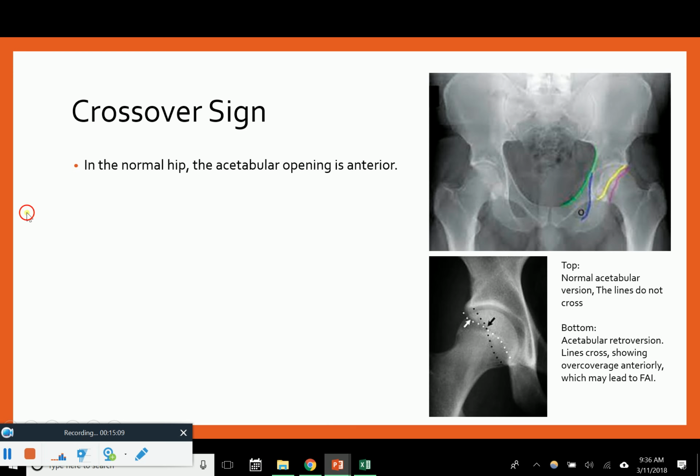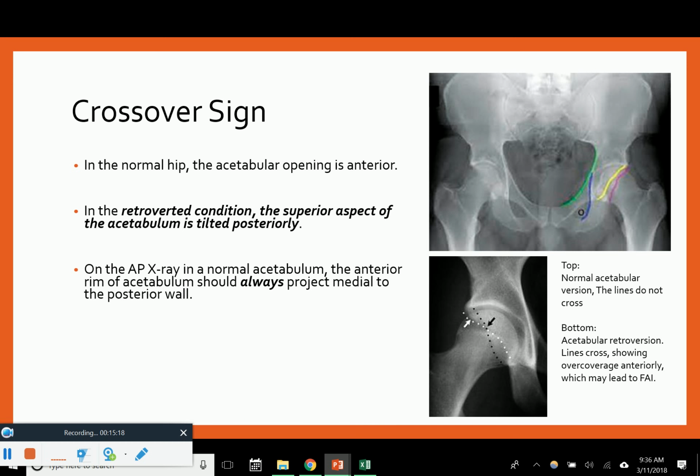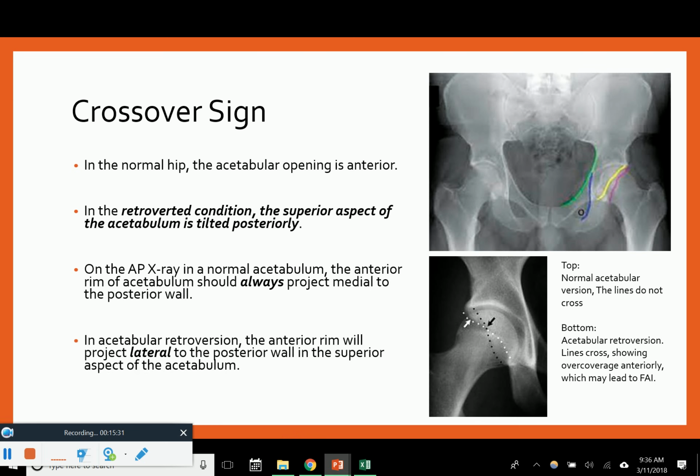So if we go over what my slide says here, in the retroverted condition, the superior aspect of the acetabulum is tilted posteriorly. On the AP, anterior to posterior x-ray, in a normal acetabulum, the anterior rim of the acetabulum should always project medial to the posterior wall. It's a better way to put it than what I said. In acetabular retroversion, the anterior rim will project lateral to the posterior wall in the superior aspect of the acetabulum.